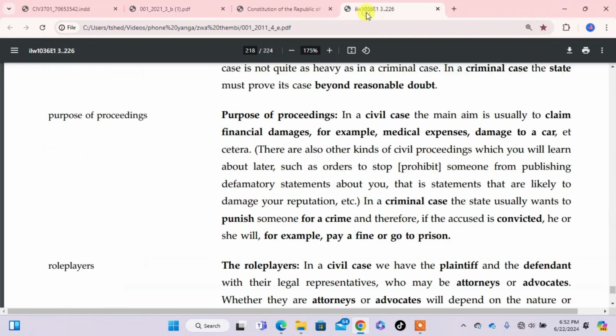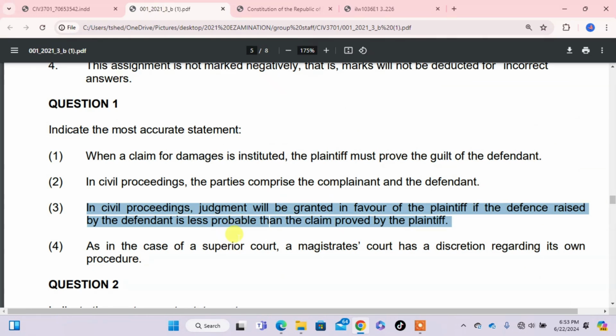Well, we have been doing ILW, and I know that you know that in a criminal case, the state usually wants to punish someone for a crime, and therefore if the accused is convicted or found guilty, he or she will pay a fine or go to prison. Therefore, you are only found guilty in a criminal case, whereas this one is about paying damages.